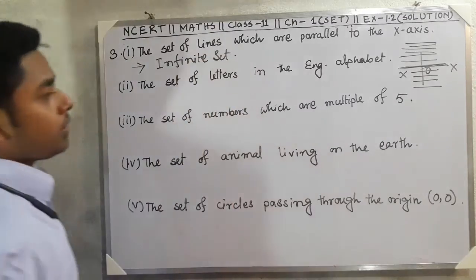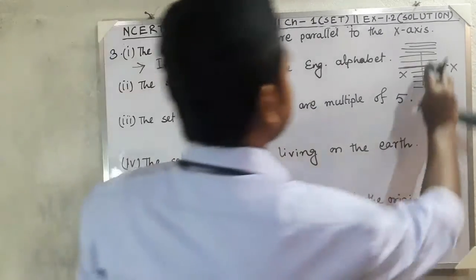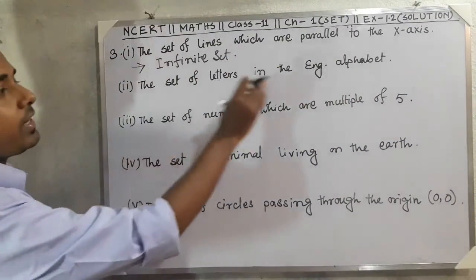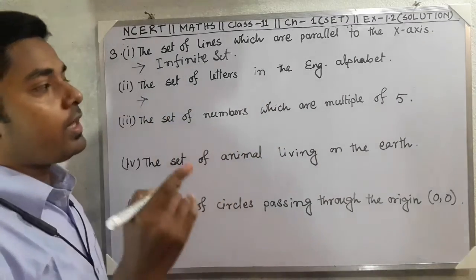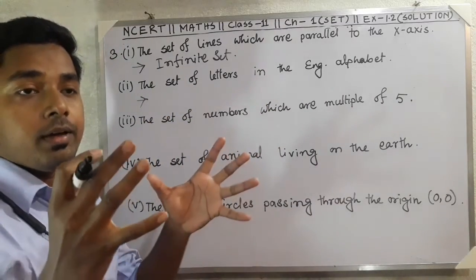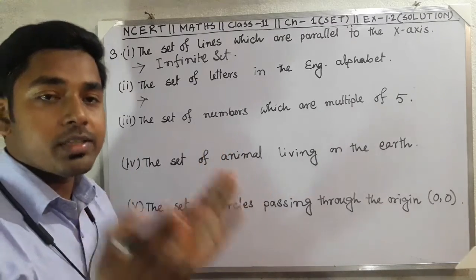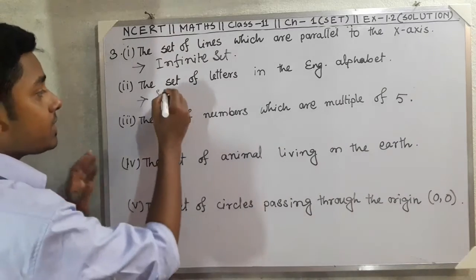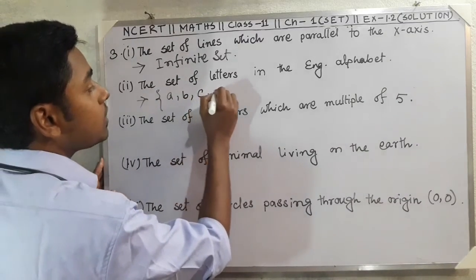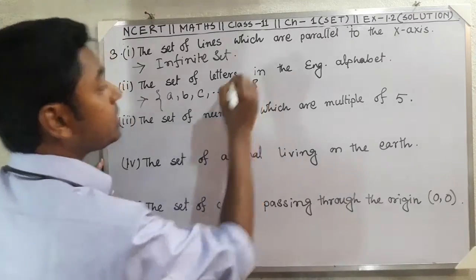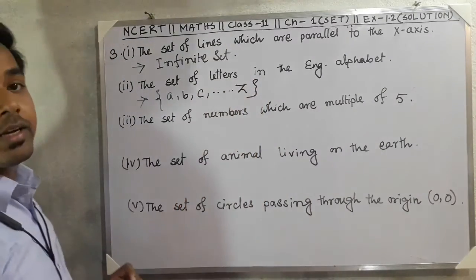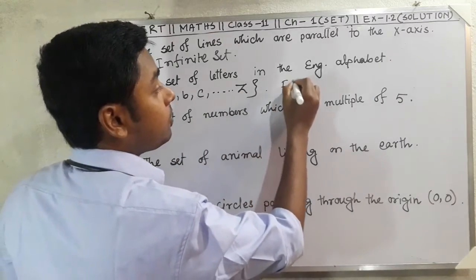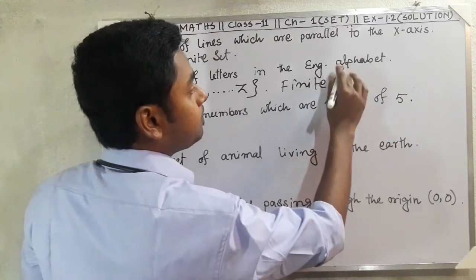Okay, now question number 2. The set of letters in the English alphabet. In the English alphabet we have a finite number of letters, that means 26 letters. And what are the letters? A to Z. So we can make the set easily: A, B, C, dot dot dot till Z. This is the set. So is this finite or infinite? It has an ending point. So it is a finite set.